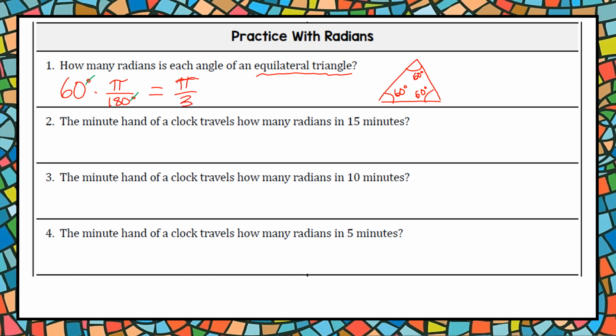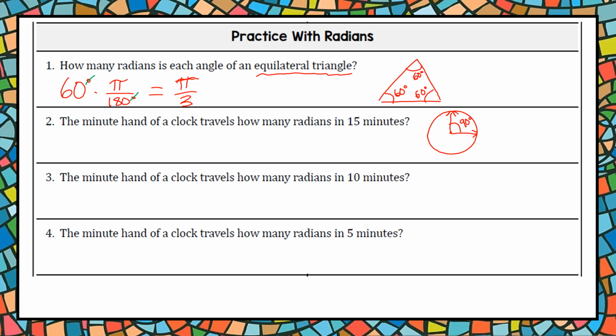Second question here: the minute hand of a clock travels how many radians in 15 minutes? Again, it might be helpful to think about a clock here. If we're starting right here and it's traveling 15 minutes, that's going to take it right over here to the 15-minute position. Normally we would think of that in terms of degrees, and most of you would recognize that it would be 90 degrees.